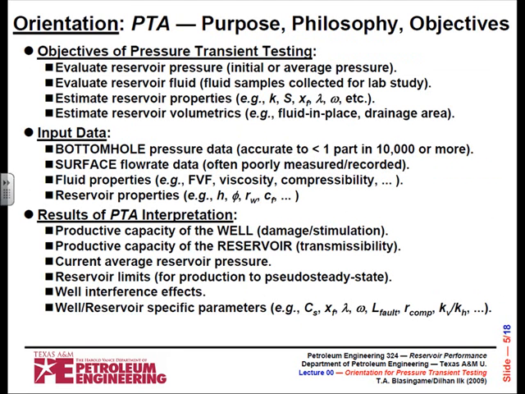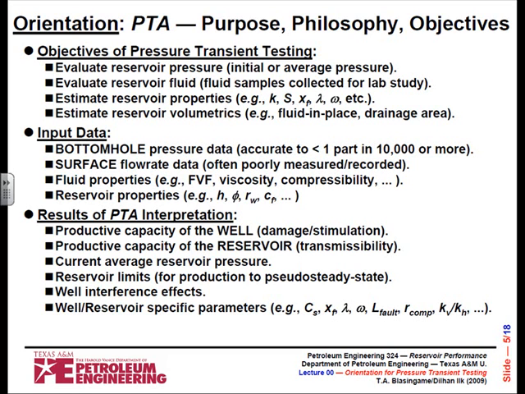So if you were to explain this in one slide, and you were to say to yourself, I'm going to explain Petroleum Engineering 324, the pressure transient part of the course, to my father or my mother, how would you do it? Well, you'd read this off, and you'd say the objectives of pressure transient testing, number one, is to evaluate the reservoir pressure. Well, that's what the book says.